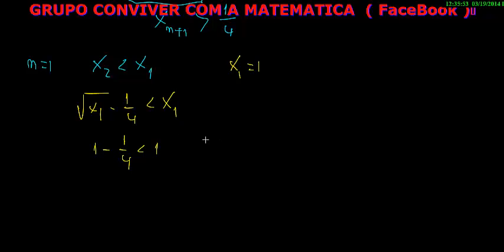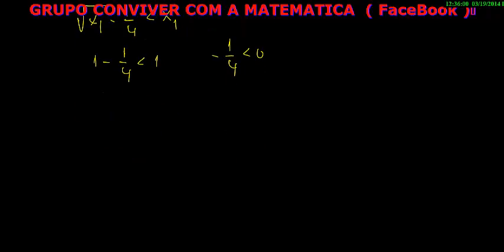So x index 2 is the same as square root of x index 1 minus 1 over 4, and I want to show you that it is lesser than x index 1. But x index 1 equals 1, okay? So this means that square root of 1 minus 1 over 4 is lesser than 1. And this is true, of course, because minus 1 over 4 is lesser than 0.